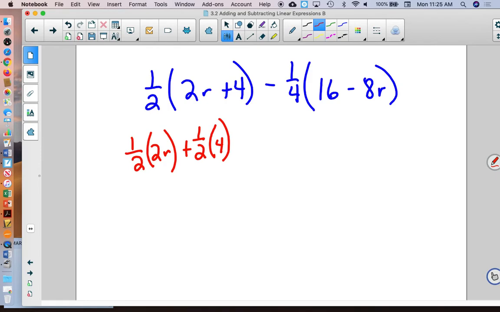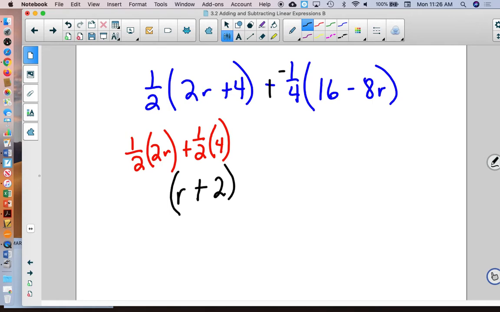What do I get when I do the distributive on the left? 1/2 times 2r is what? 1/2 times 2r is r. What's 1/2 times 4? 2. Good. I'm going to leave that. Now, look back up in the original. It says minus 1/4. Isn't that the same thing as plus a negative 1/4?